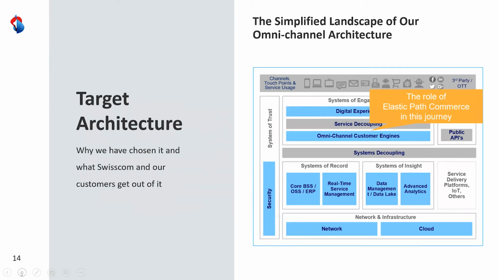Layer 3 contains the omnichannel customer engines, which deliver the services for all channels in one centralized way. The most important engine for our ordering processes in this layer is ElasticPath, as a commerce and CPQ engine, which delivers the configure price quote capabilities centralized for all channels.